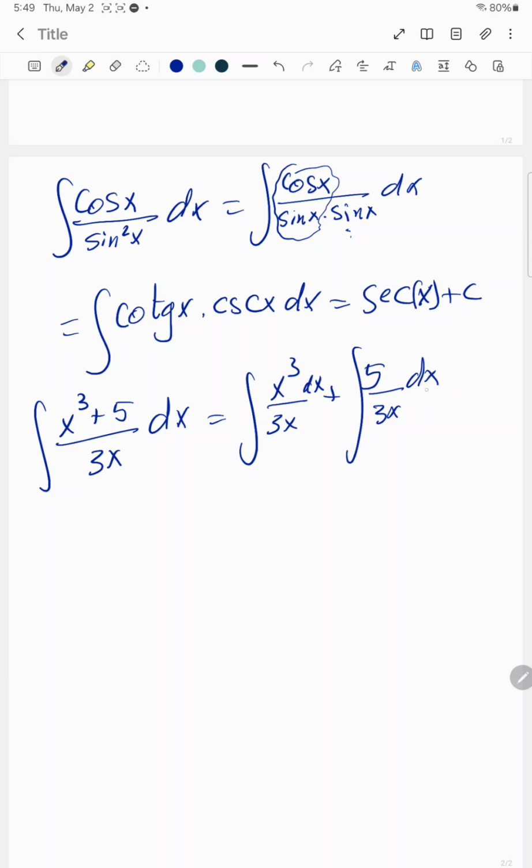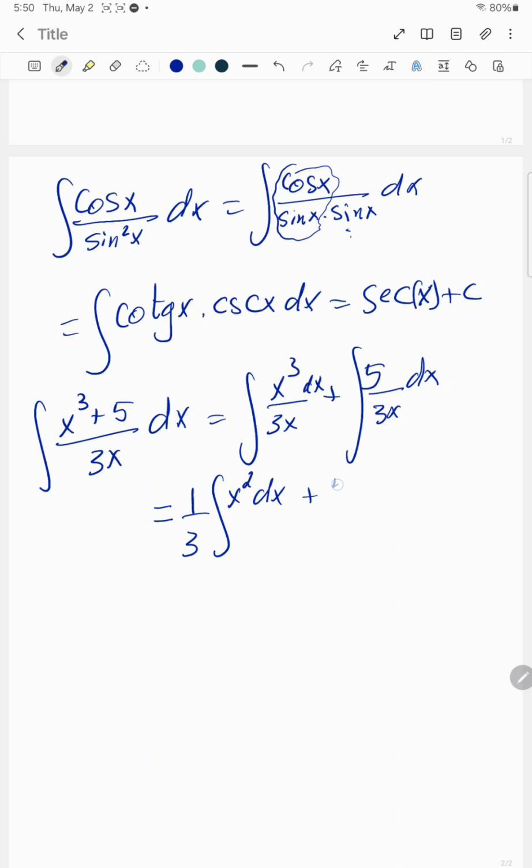dx means I'm integrating in relation to x. I want the antiderivative of 5 divided by 3x, but x is my variable. In the first integral, I can take 1 over 3 outside because it is a constant, and it becomes x to the power of 3 divided by x, which is x to the power of 2 dx.